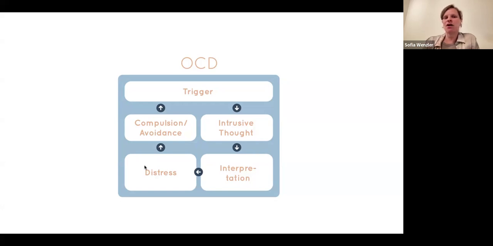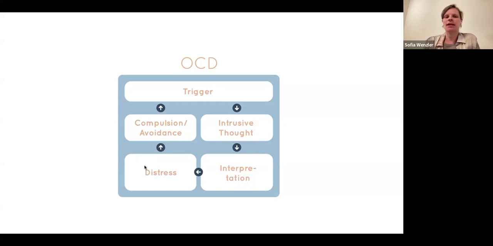Okay, so OCD usually involves a trigger. Let's say leaving the house can be a trigger for people with checking OCD. They might have an intrusive thought, for example, what if I left the stove on? They will interpret that thought in a certain way, overestimating the likelihood of the stove being on and overestimating also the catastrophic events that might occur, which causes distress.